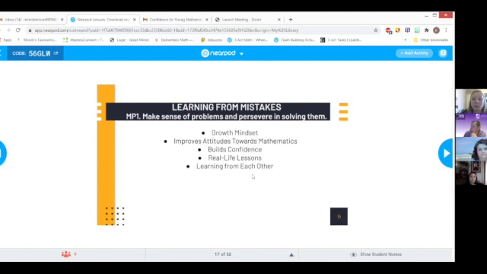But it does develop a growth mindset. Students are more willing to identify, oh, it's okay to make mistakes. I'm growing from them. I'm learning from them. It's not a dead-end road. It improves the attitudes towards mathematics. It builds confidence. It lets students realize that there are some real-life lessons that they can learn from that.